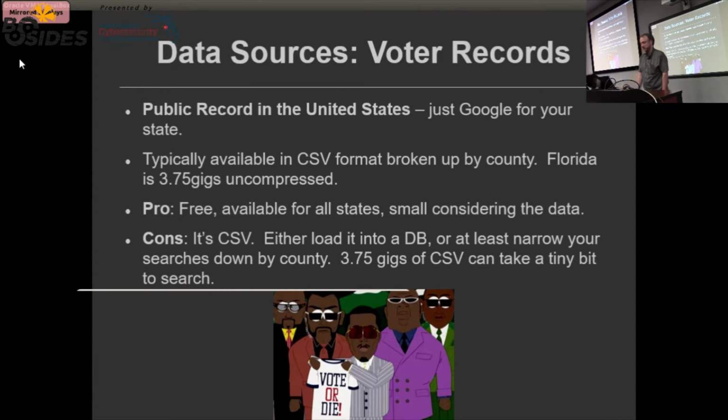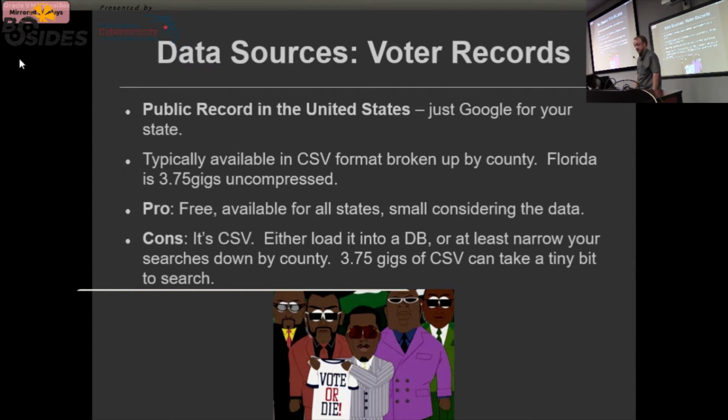Data sources, voter records. Like I said, you can find this information online. Just Google for it. The data is typically in CSV format, and it's really not that big. Florida was give or take about 3.75 gigs uncompressed. That's the straight CSV files, straight text format sitting on a drive.